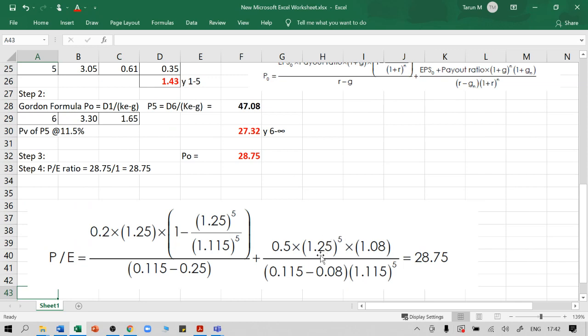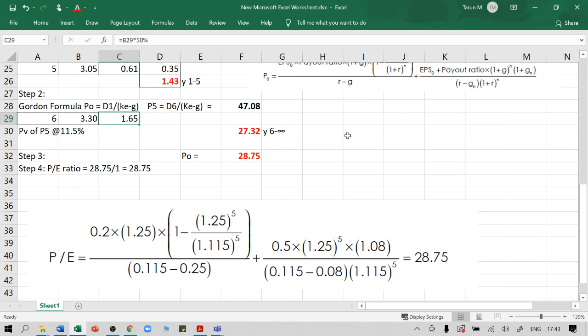So your EPS in year 0 was 1 rupee. And then what do you do? 1.25 raised to the power 5. This will become your fifth year's EPS. Multiplied by 1.08, this will become your sixth year's EPS. Once you get the sixth year's EPS, then you multiply it by the dividend payout ratio. So this numerator is nothing but 1.65. Why don't you check it?